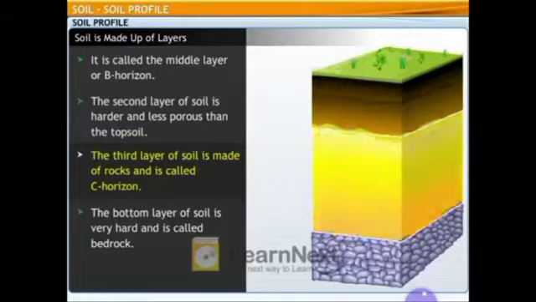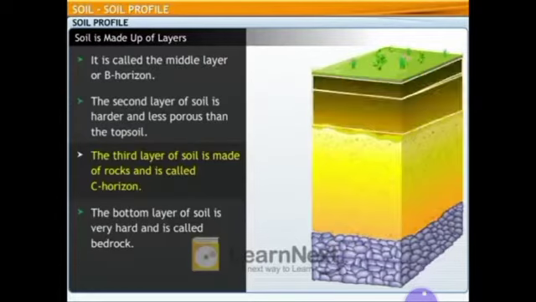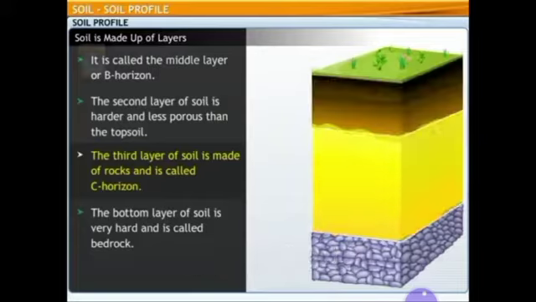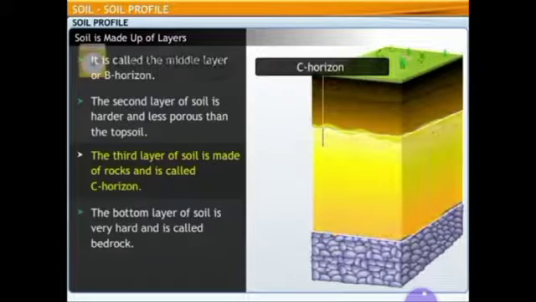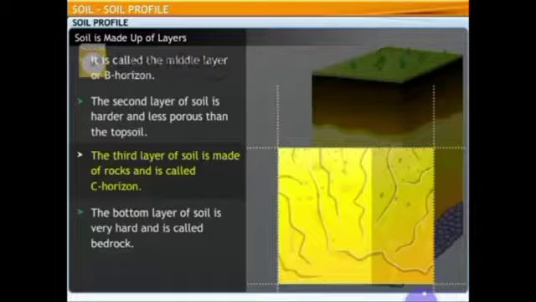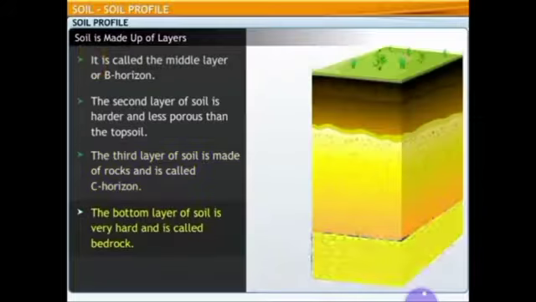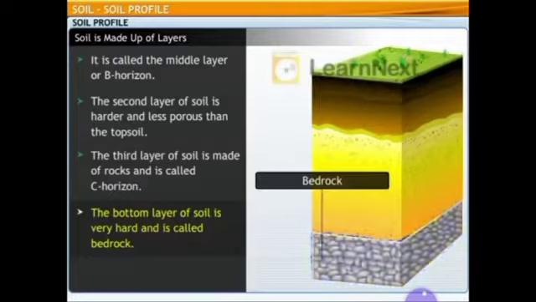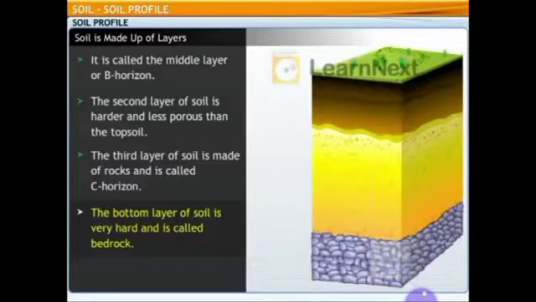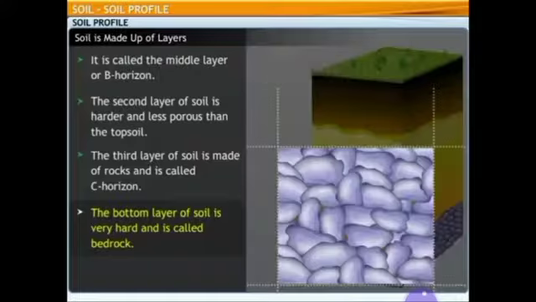The other layer is the C horizon, which is situated below the B horizon layer and consists of slightly broken pieces of rocks. Plant roots do not penetrate into this layer as very little organic material is found here. The last one is the R horizon or bedrock. This layer mainly consists of parent rock. This layer undergoes weathering and starts forming soil.